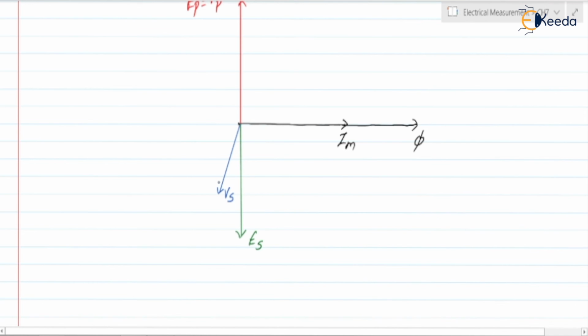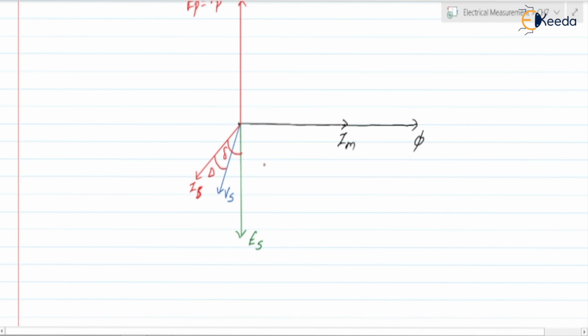Okay, next, what about the angle between Vs and Is, or the angle between Es and Is? Definitely Is will be lagging because, as I said, it is having an inductive burden at the secondary side. Equivalent is inductive, so that's why Is will lag. Suppose this is the phasor for Is. So the angle between Vs and Is is delta, and this angle is del.